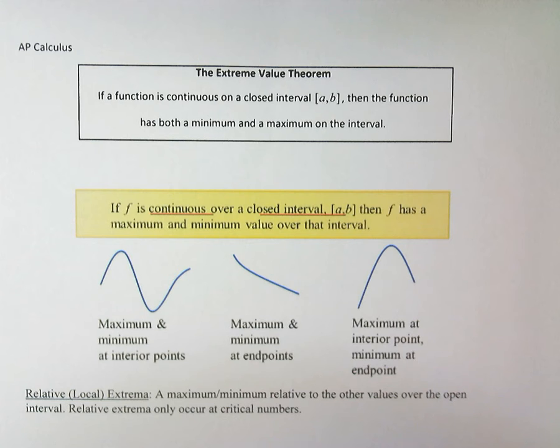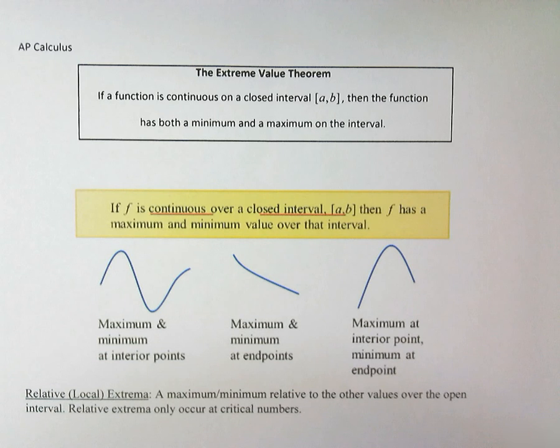So the wording in this one helps a lot because you're looking for extreme values. Extreme values in calculus are called extrema. So if a function is continuous on a closed interval, which is how the mean value theorem started out, then the function has both a minimum and a maximum on the interval.